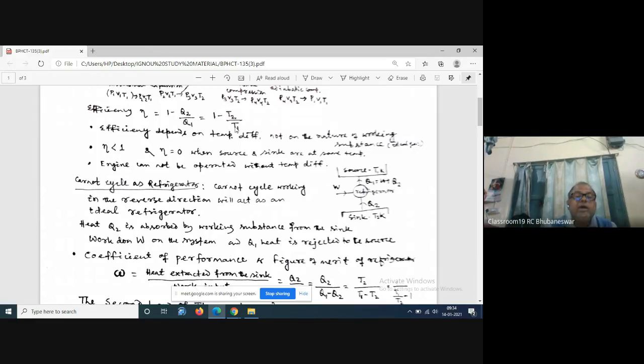Another thing I forgot to write here, that is T2. If T2 equal to 0, eta equal to 1. When T2 equal to 0, eta equal to 1. Similarly, Q2 equal to 0. That means no heat is rejected to the sink. Actually, absolute 0 is not practically possible.